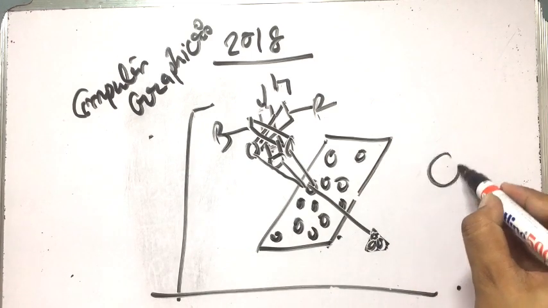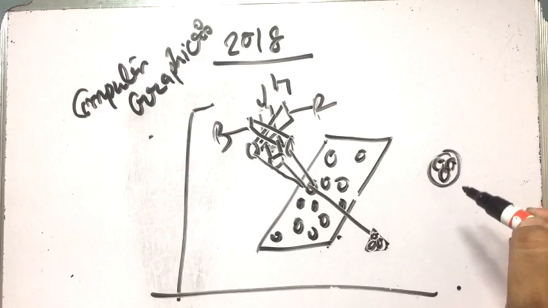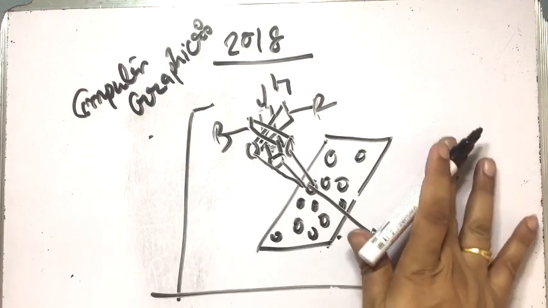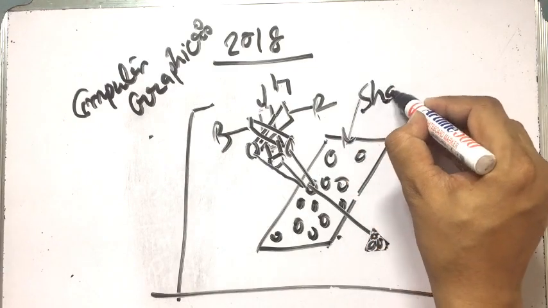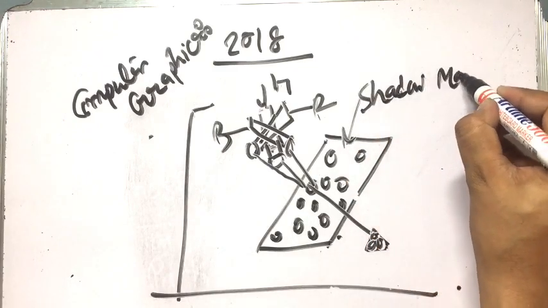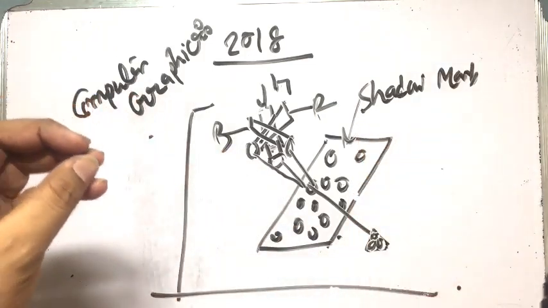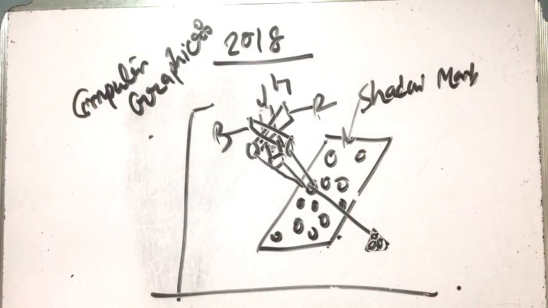We know that every color is a combination of three colors, so every dot is a collection of three dots. These are the primary three colors. So this is known as the shadow mask. This is the screen, and before the screen there is a shadow mask which passes all the electrons and accumulates them to create a dot.